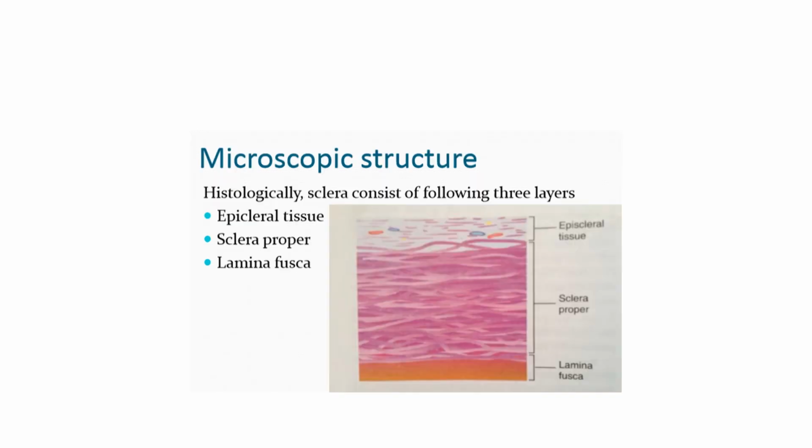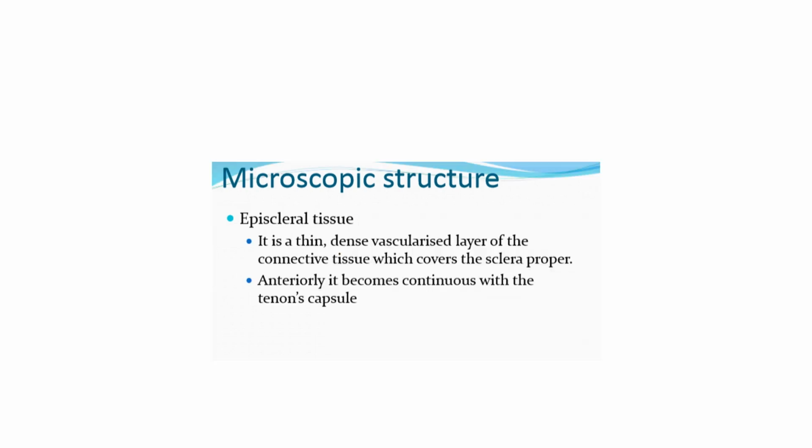Now histologically, sclera has three layers: episcleral tissue, sclera proper, and lamina fusca. One important thing is episclera. Episcleral tissue is a part of the sclera. It is a thin, dense, vascularized layer of connective tissue which covers the sclera proper. Anteriorly, it becomes continuous with the Tenon's capsule. So one thing which is important is that episclera is a vascular tissue.